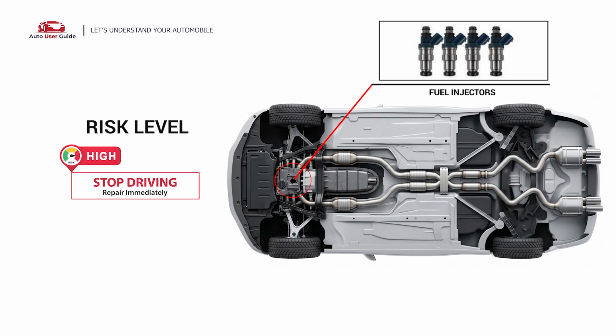The P0284 engine code indicates your vehicle's powertrain control module, PCM, has detected that cylinder number 8 is producing less power, meaning it is not pulling its fair share of the weight. Under this circumstance, stop driving and repair your vehicle immediately.